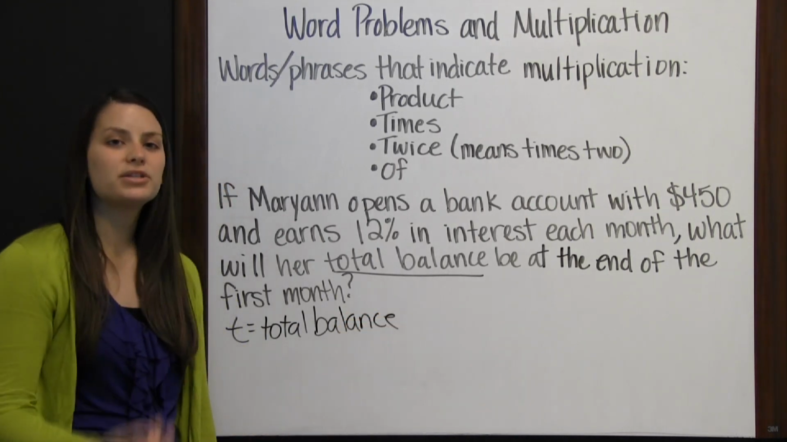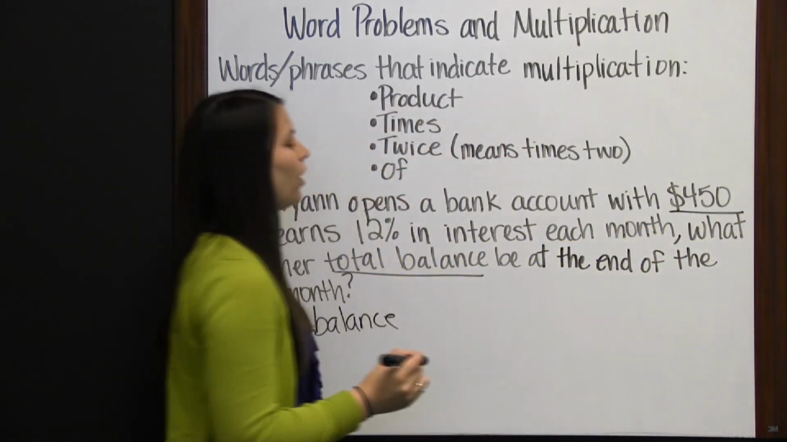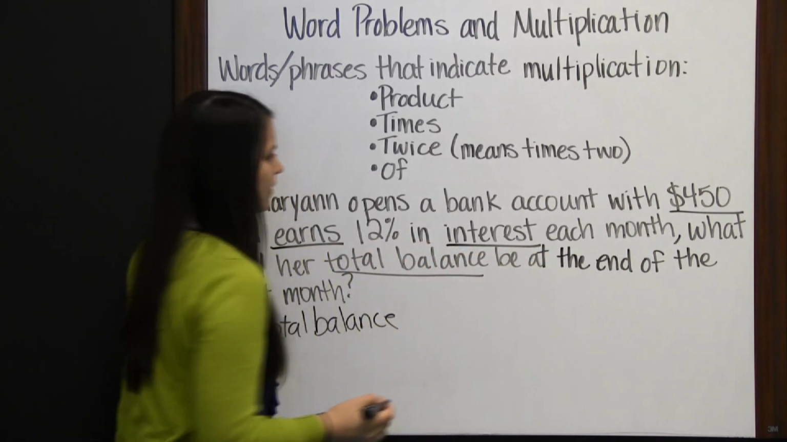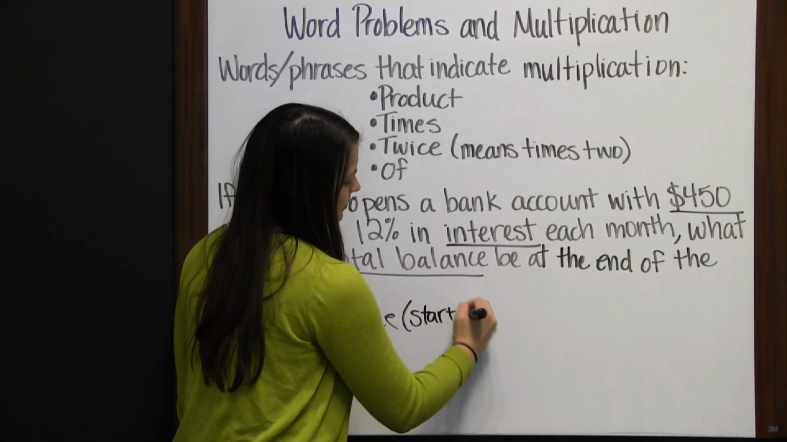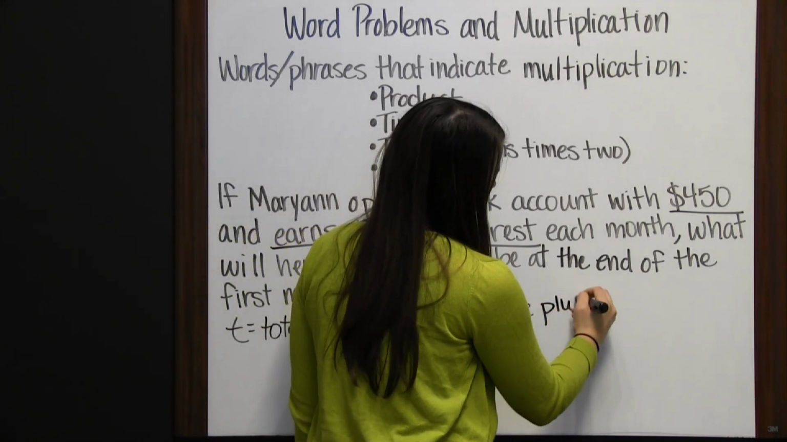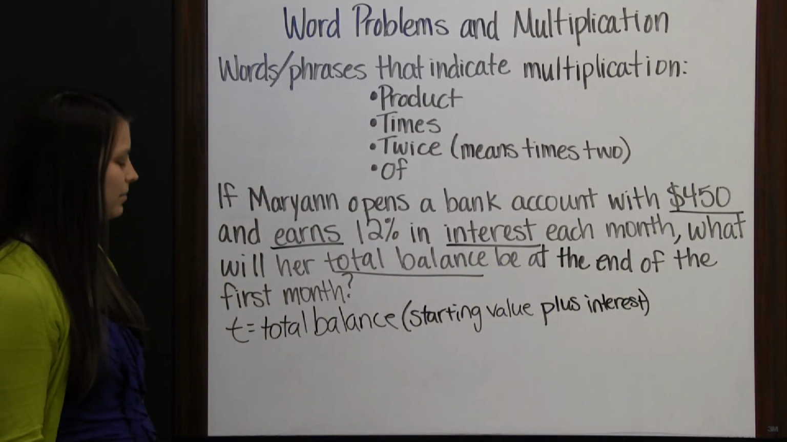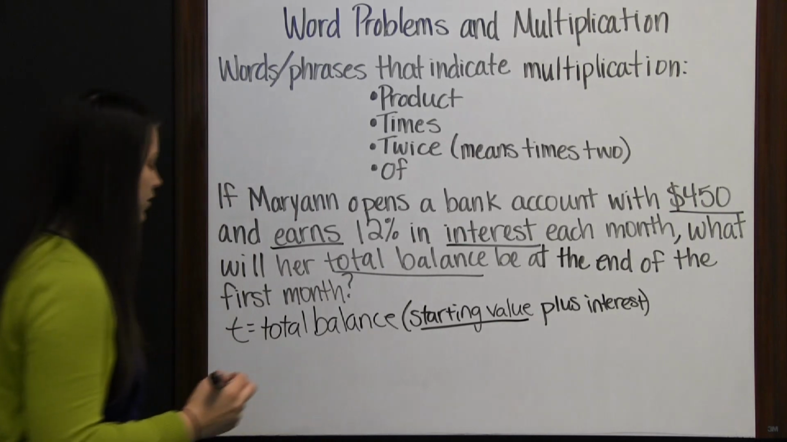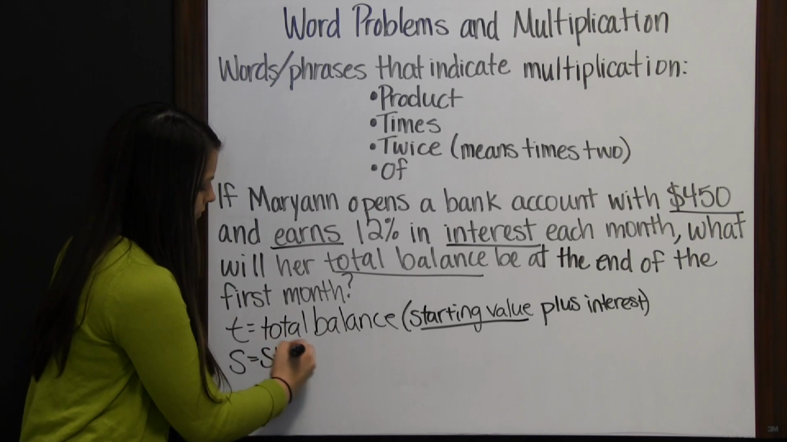And in order to find my total balance, I'm going to have to take what she's starting out with, her $450, and the amount that she earns in interest in that month. So my total balance will be found by taking the starting value and adding the interest to find my total balance. So to find my total balance, I'm going to have to know the starting value. So we'll use an S for starting value, which is $450.